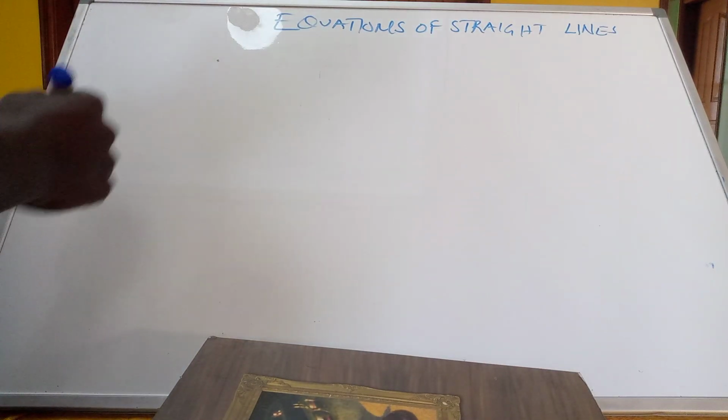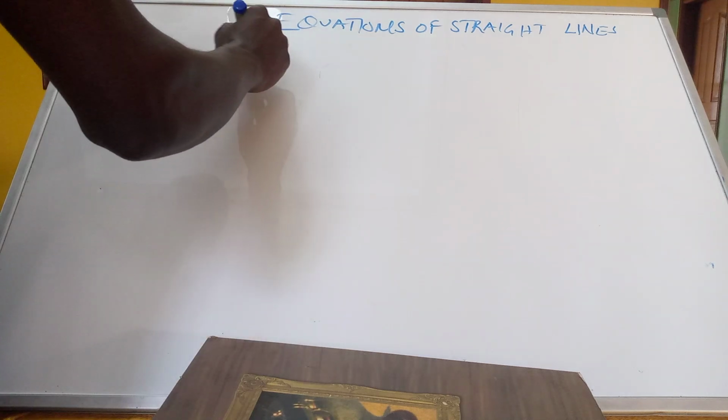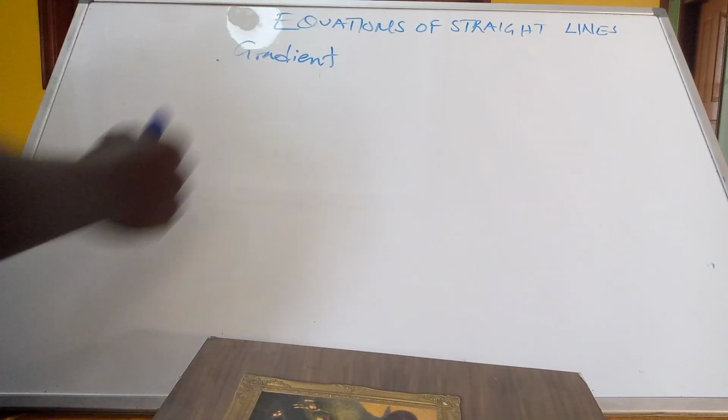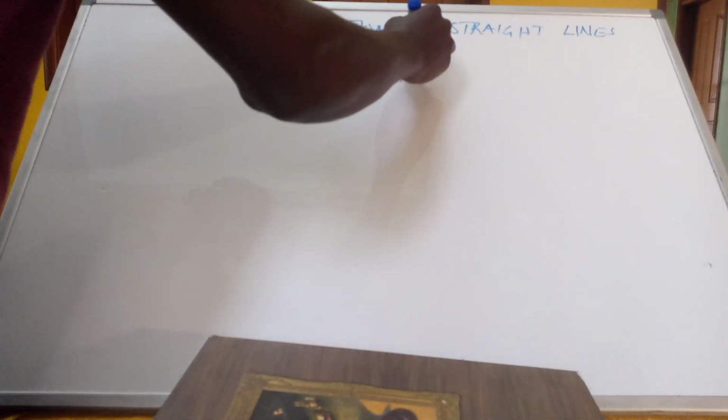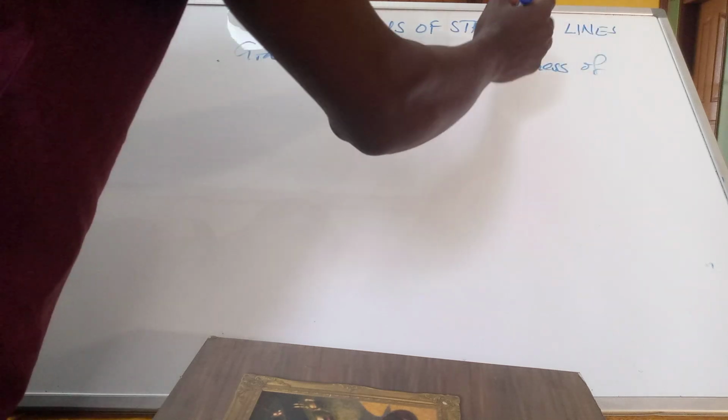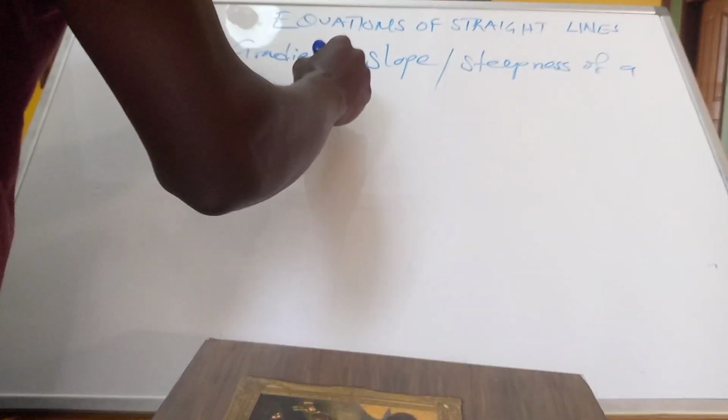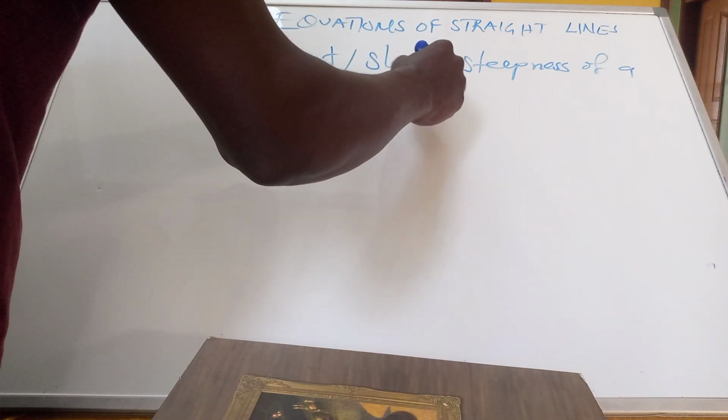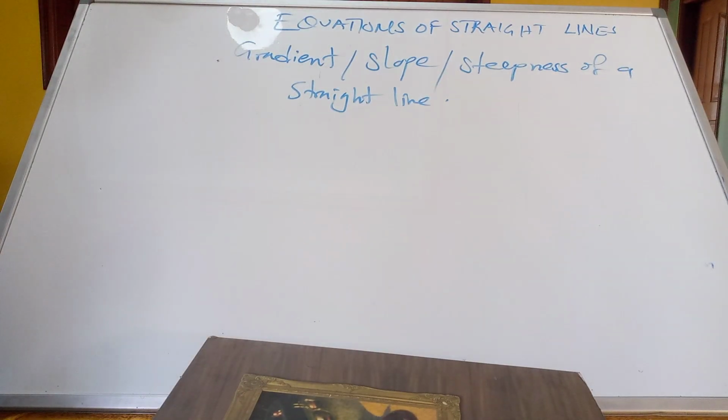We are to determine the gradient. The gradient can be called the slope, or it can be called the steepness of a straight line. This is what you're going to be looking at. But mainly you may be asking yourself, what is a gradient? Or you may be asking, teacher, what could be the real life applications of gradients?